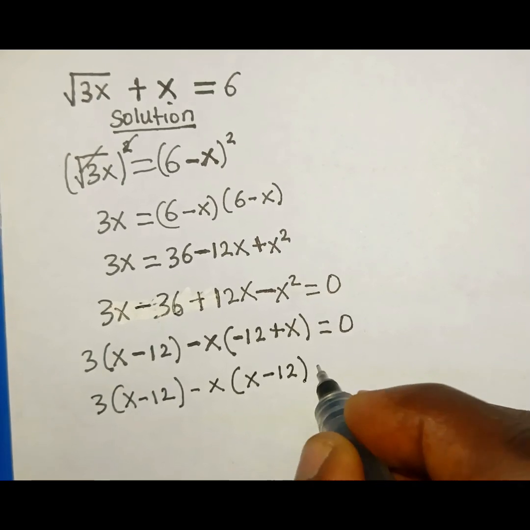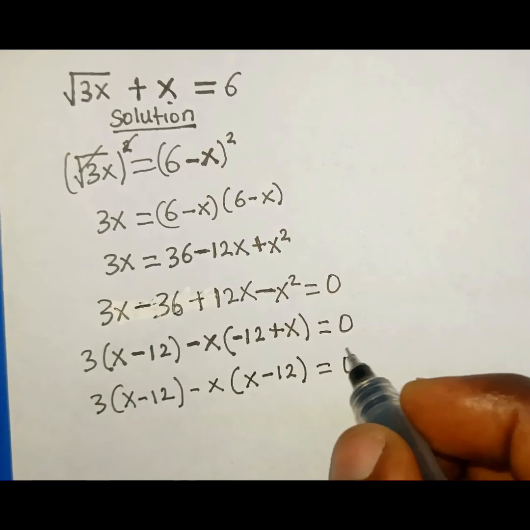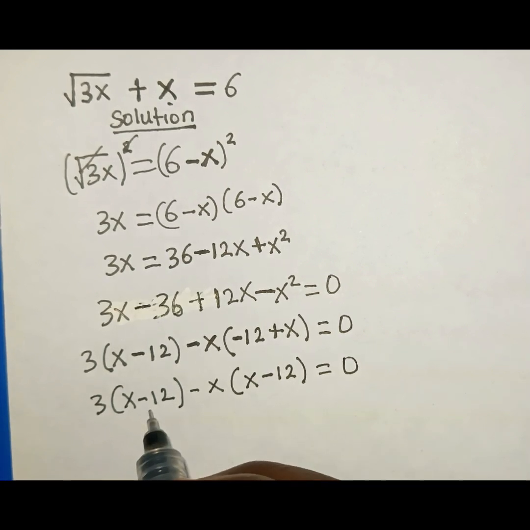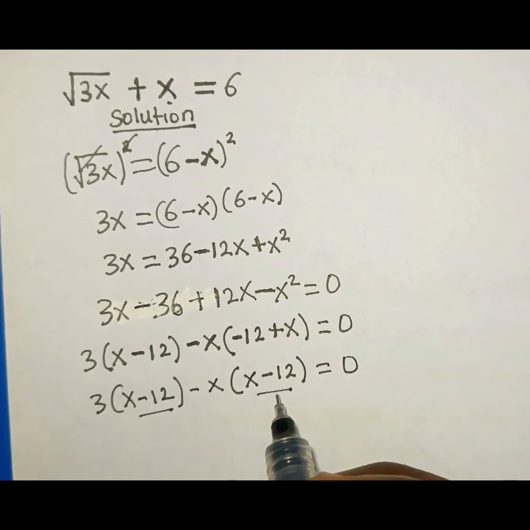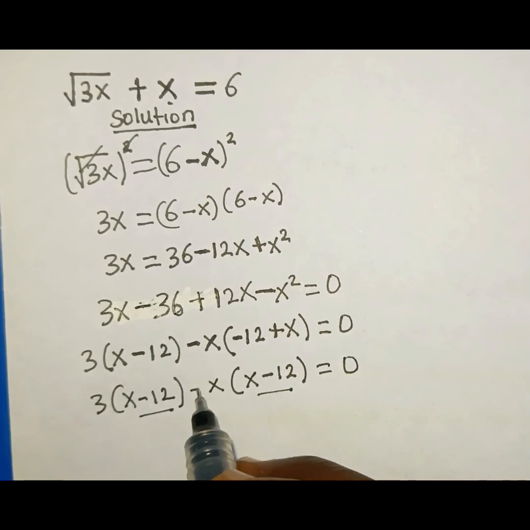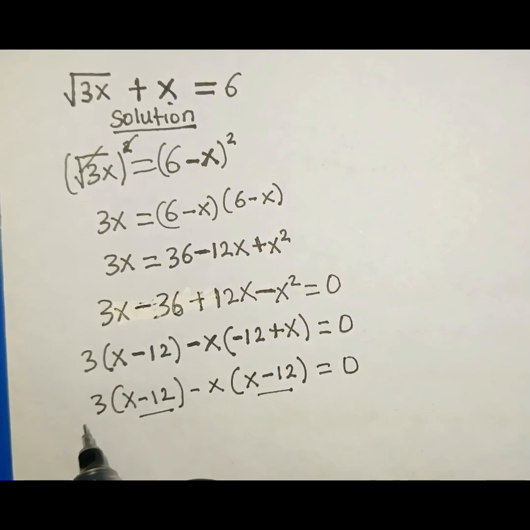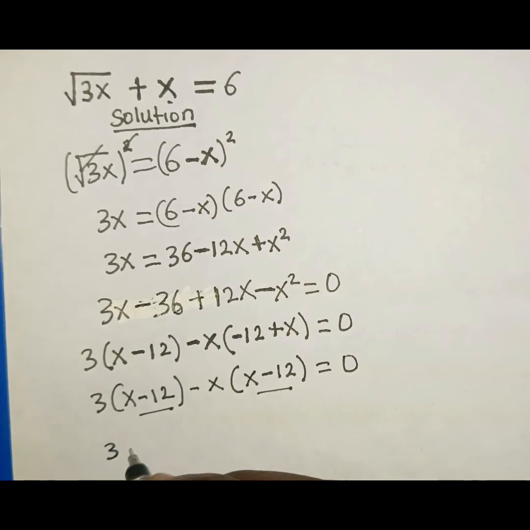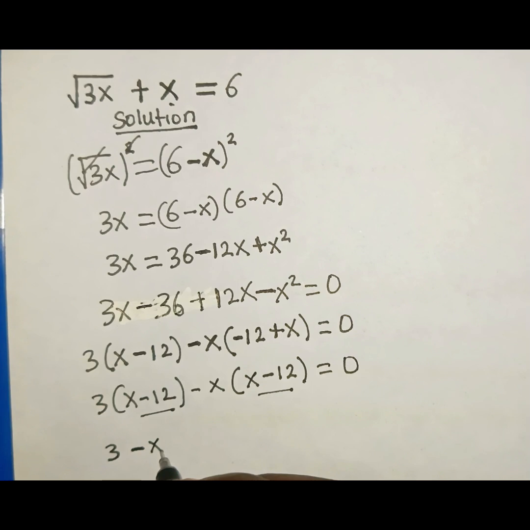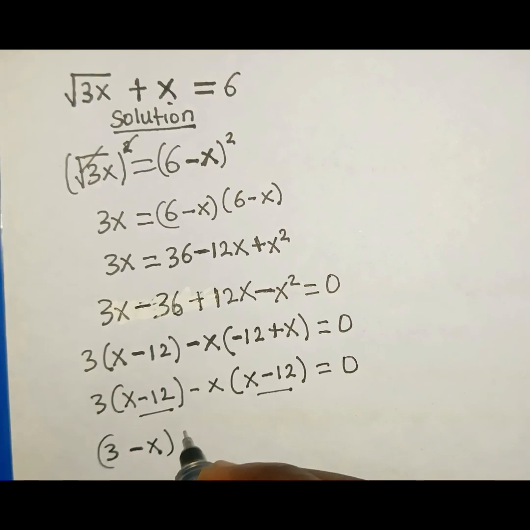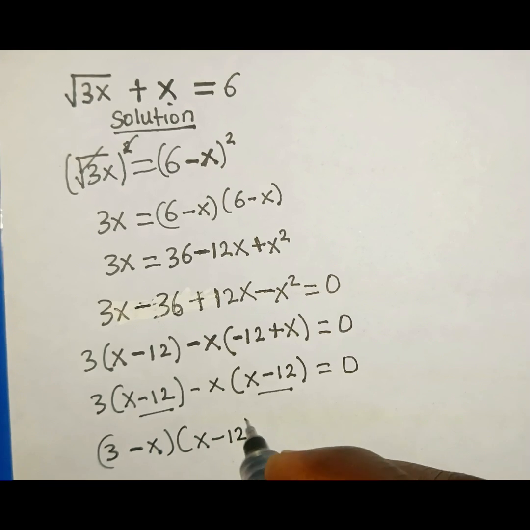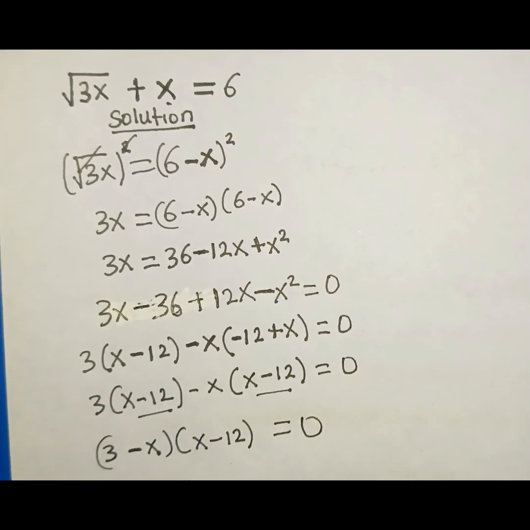So this is the same, everything will be equal to 0. So we have successfully made inside the bracket to be the same, x minus 12, x minus 12. Now when the inside of the brackets are the same, we're going to pick one of the brackets and also pick the outside term. So here we have 3, then here we have negative x. We pick this negative x, so we bracket it, then multiply by, then we pick one of the brackets, x minus 12. So everything will be equal to 0.